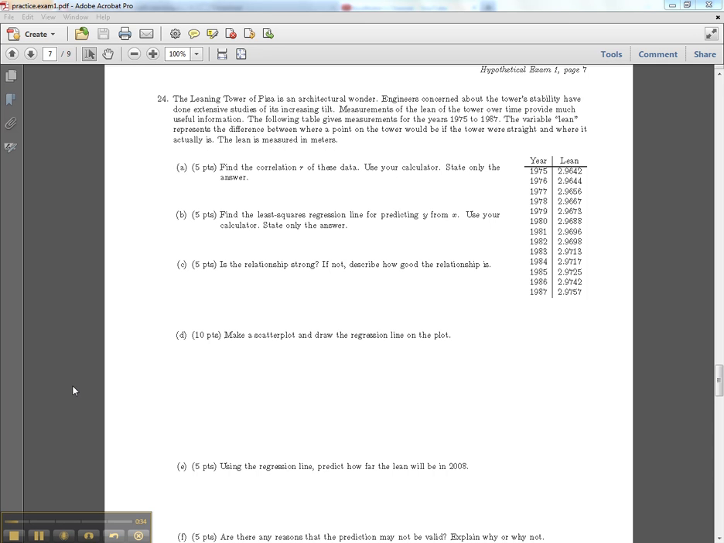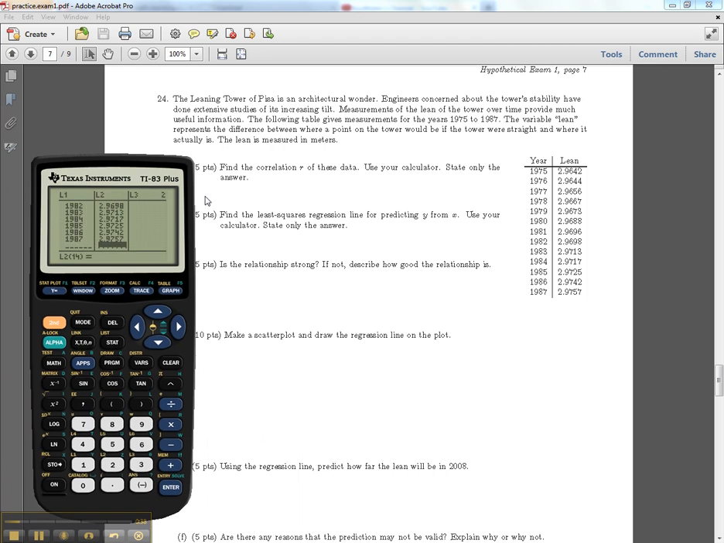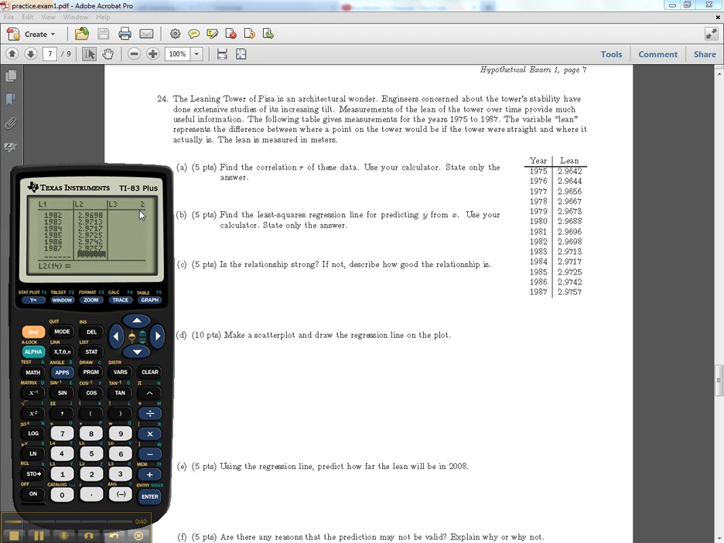So what we need to do is put all the information in our calculator. And luckily, I've already done it for the sake of time. In list 1, I put all the years down, 75, 76. Again, it's really imperative that you check what you input in the calculator, so that if there are any mistakes, you avoid them and your answers are going to be correct.